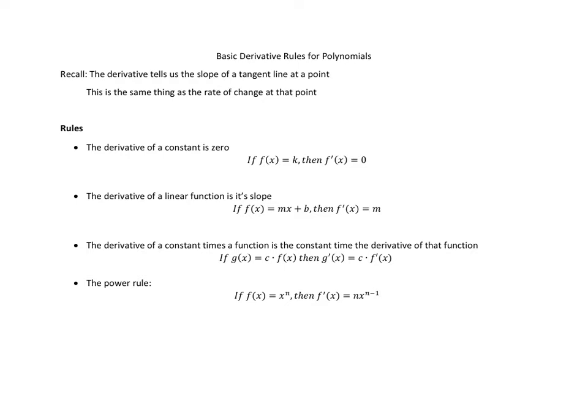That the derivative of just a constant, the derivative of just some number, is 0. The derivative of a linear function is its slope, it's whatever m is. The derivative of some constant times a function is that constant times the derivative of the function. And if f of x is some power, x to some power n, then f prime of x is n times x raised to the n minus 1.